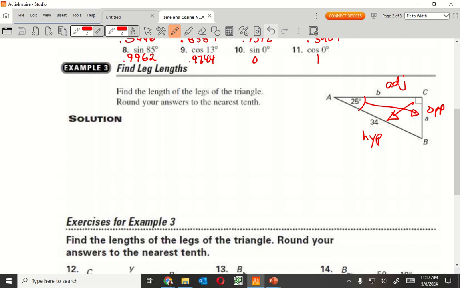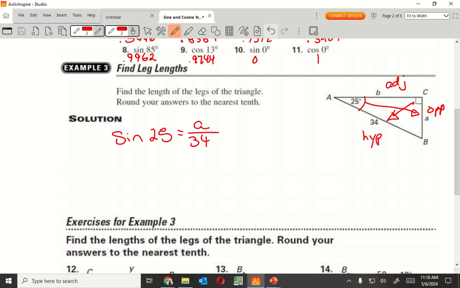So my reference angle here is 25, right? Instead of saying A, I now know what the value is. Instead of saying A, I'm just going to say sine of 25 now. So from this one, sine of 25 degrees is equal to opposite. My opposite is going to be little a divided by 34.